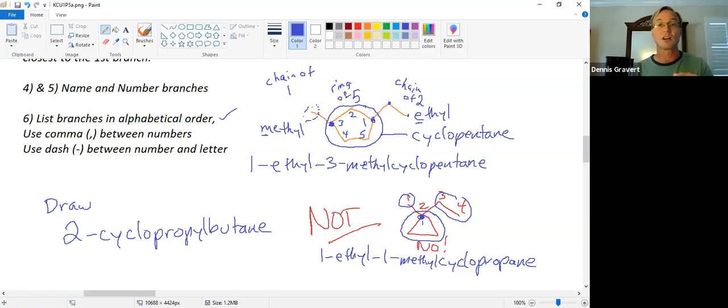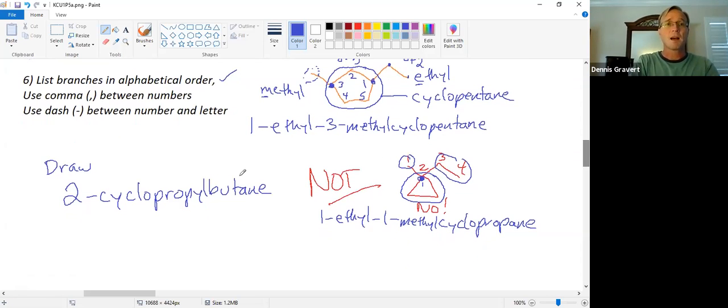There we go. There's the name of that drawing. And that clearly, I hope clearly, is not 2-cyclopropyl butane. So how do you draw 2-cyclopropyl butane?